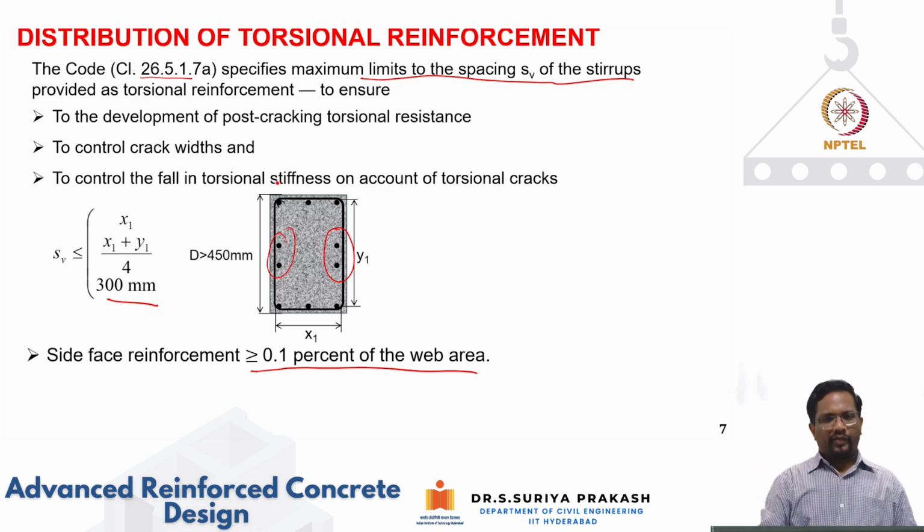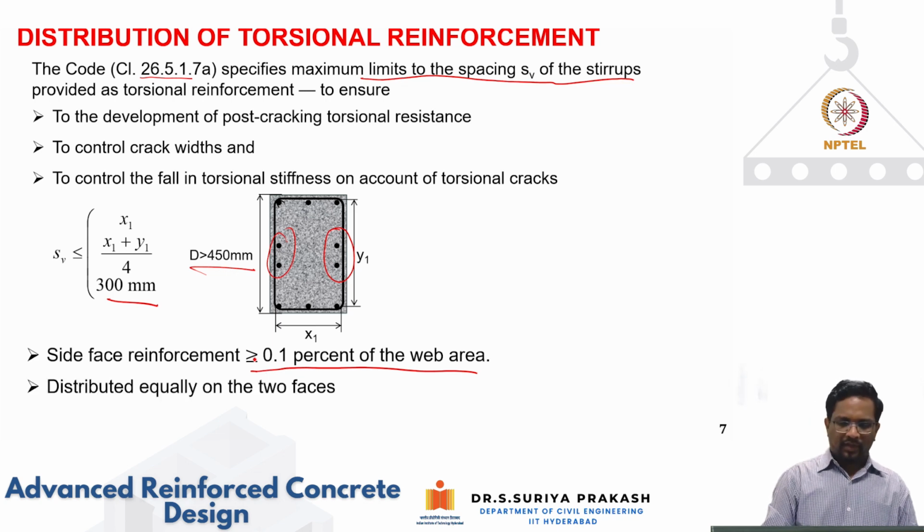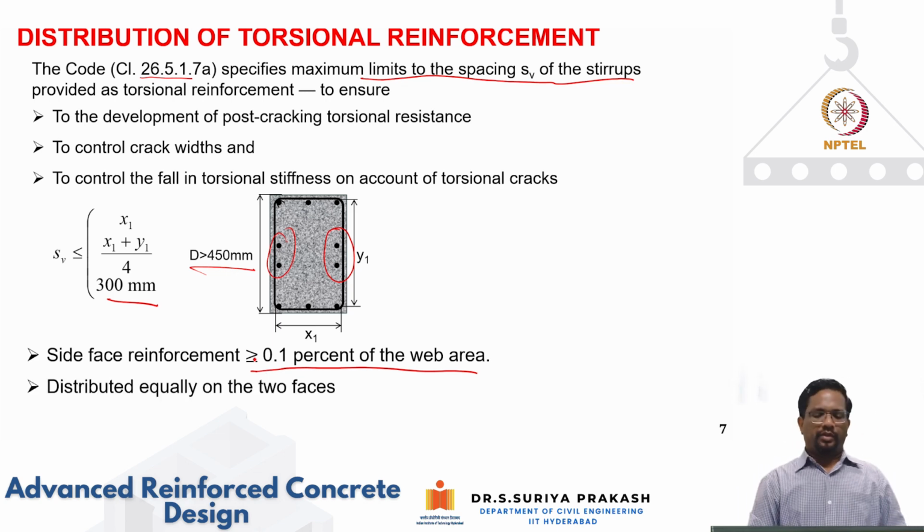Okay, unlike in flexure, where we put steel only wherever tension is required on only one side, here in torsion you need to put steel all around, especially when the depth becomes more than 450. You need to put some nominal amount of side face reinforcement. That amount should be greater than 0.1%. It's a very small percentage of web area, and this has to be distributed equally on two faces.